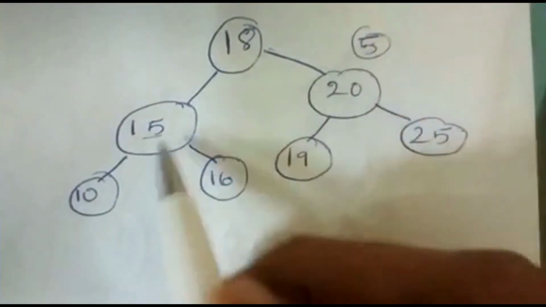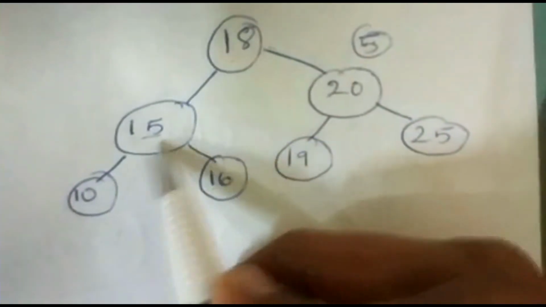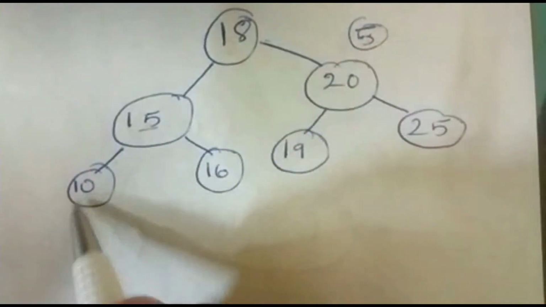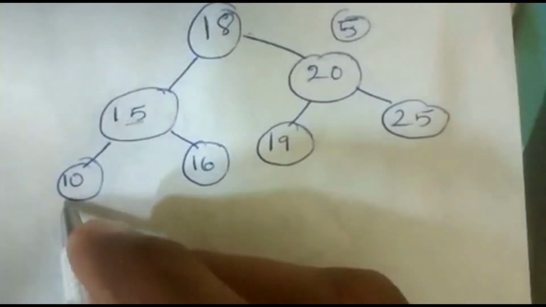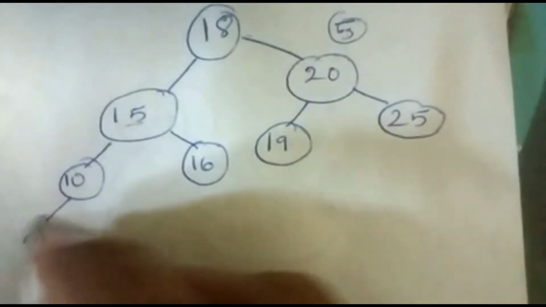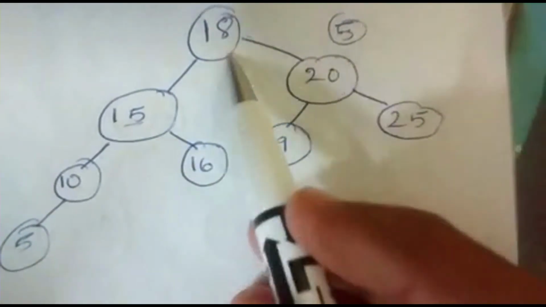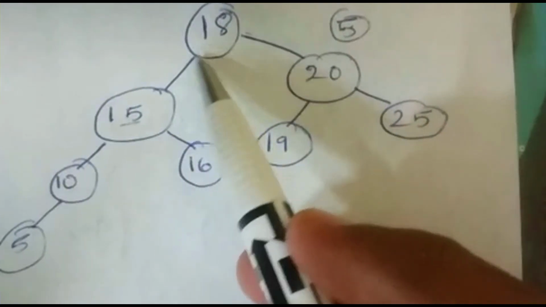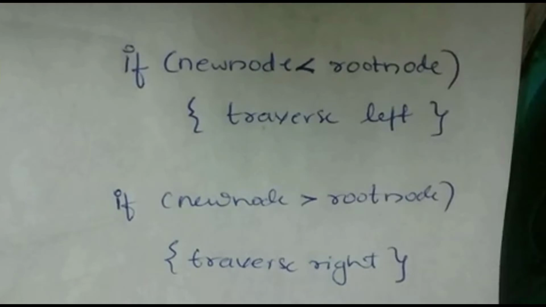Now we will compare the value of 5 with 15. We know 5 is lesser than 15, so we'll again travel to the left side. Now we'll compare the value of 5 with that of 10. We know the value of 5 is less than 10, so we'll insert the node 5 here, to the left side of the 10. Since 5 is lesser than 18, 15 and 10, we'll traverse to the left side to insert the node here.